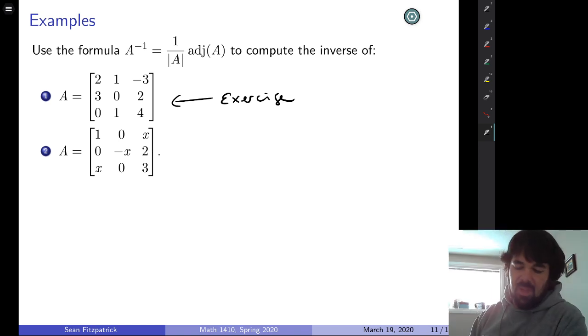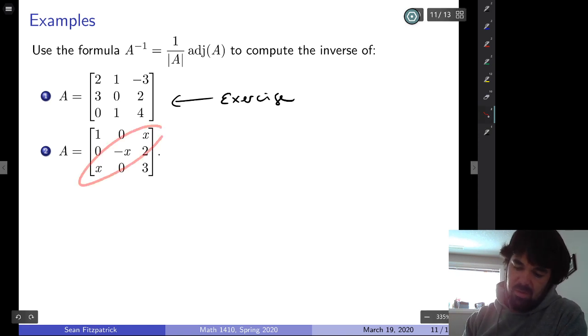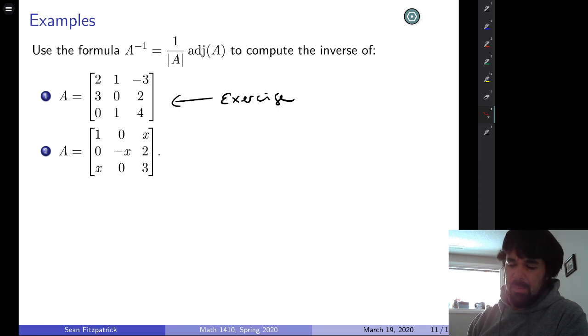Now, notice this next one. Here's a place where you actually want to use this formula, right? You want to use this formula when you have variables in your matrix, because doing row operations when there are variables gets tricky. People struggle with row operations when there's variables involved. Okay, now you probably want to use the adjugate formula. It's going to be a little bit easier.